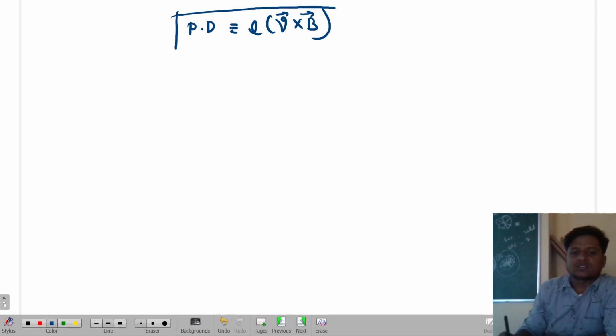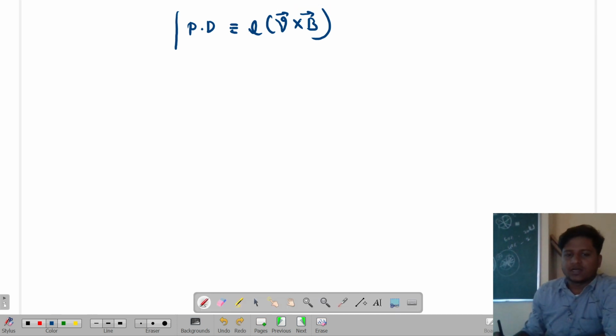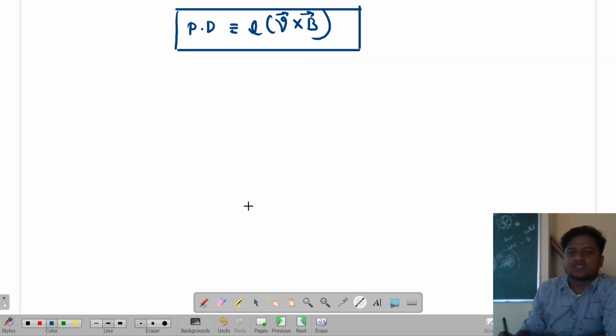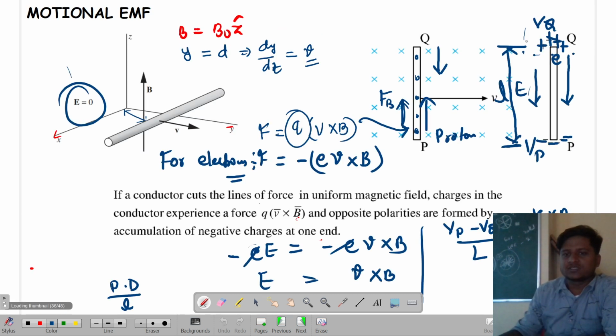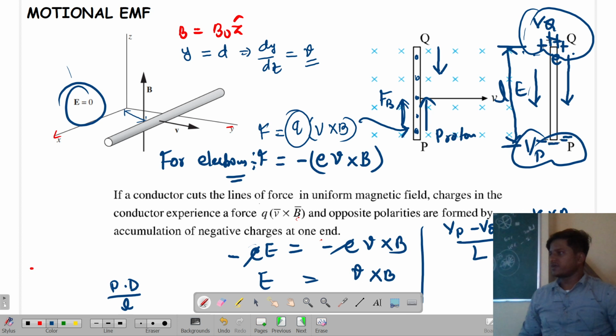So if you have a straight current carrying conductor which is moving with some velocity V inside a magnetic field, the amount of potential generated across the ends of this conductor is given as B L V. Right or not? Or yes or no? Now the point is simple.